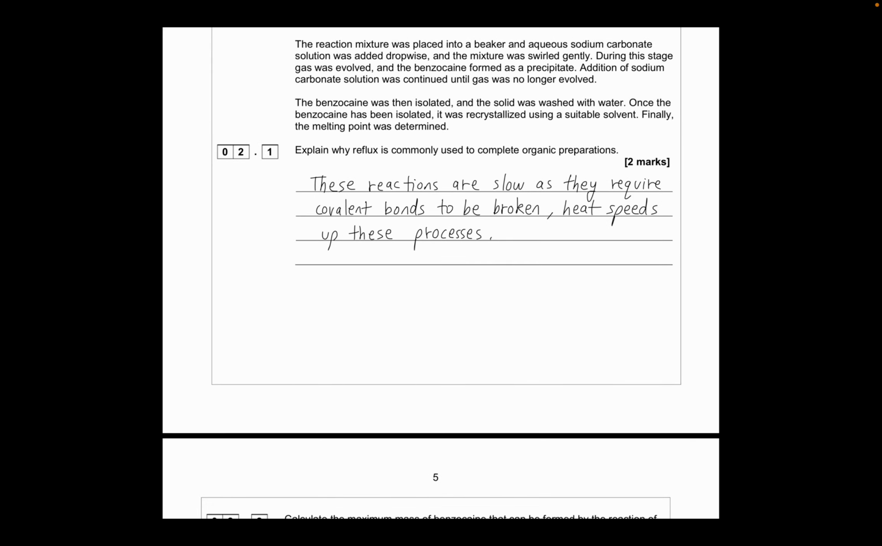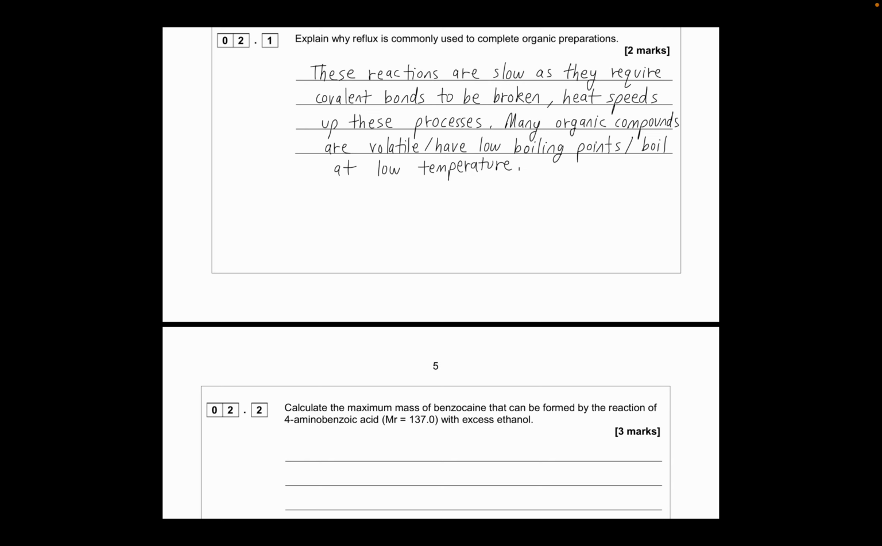Or you could also mention that many of these organic compounds are volatile. They're volatile and they have low boiling points. Or you can mention that they boil at low temperatures. I'm just showing you the variations of different points that you can write in your exam. And they boil at low temperatures.